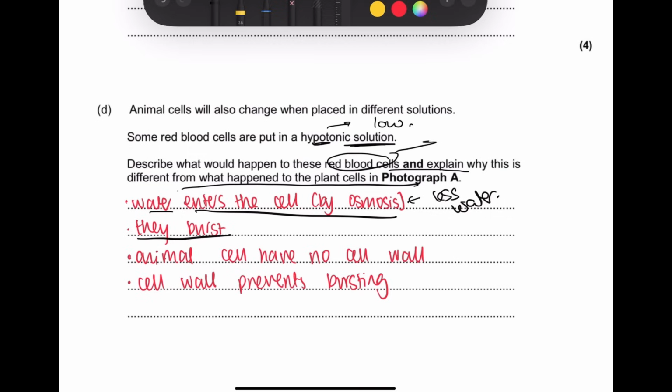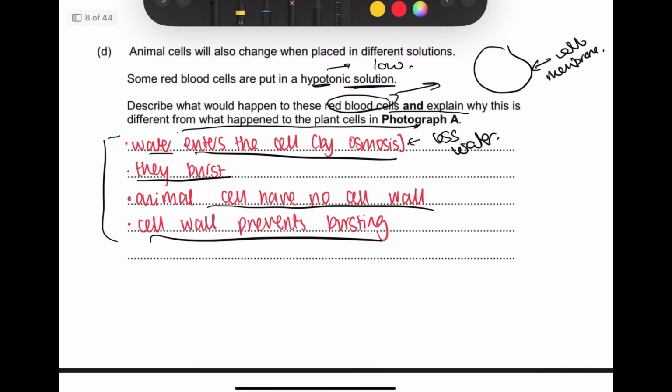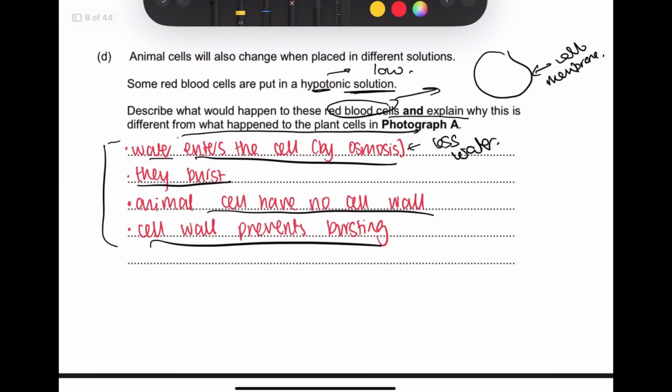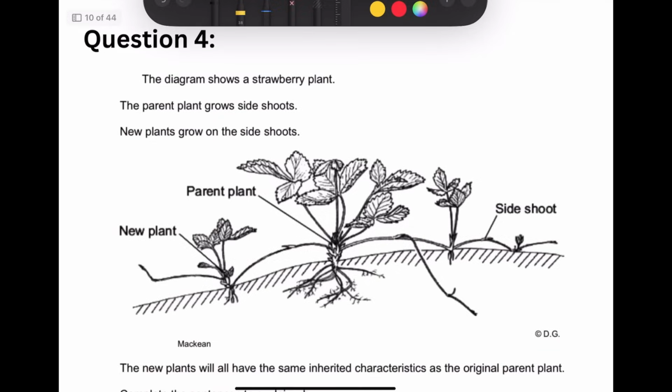This is because red blood cells look like this. They do not have a cell wall. Instead, they have a cell membrane. Animal cells have no cell wall, and the cell wall is what prevents a cell from bursting. These are the marks that you get so that you can get 4. So to paraphrase, the water will go in, and that means it will burst. The reason it bursts is because there is no cell wall, and it's the cell wall that prevents it from bursting.